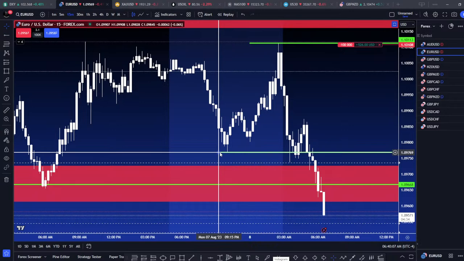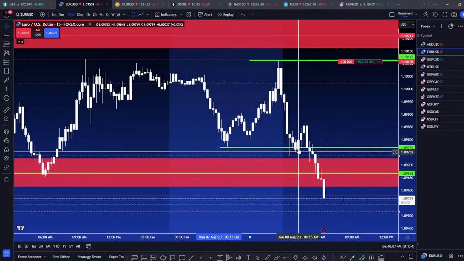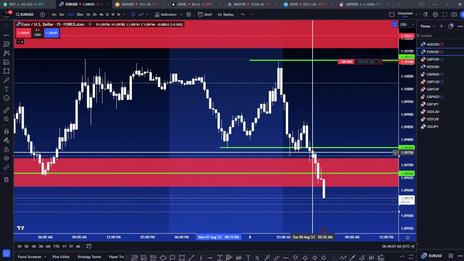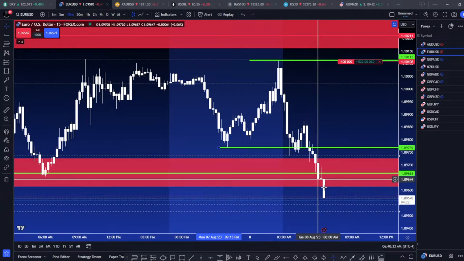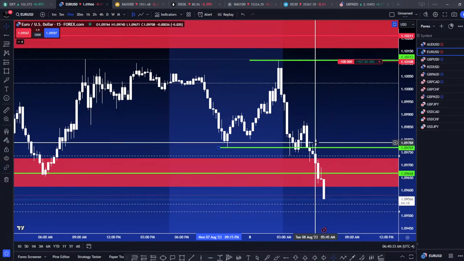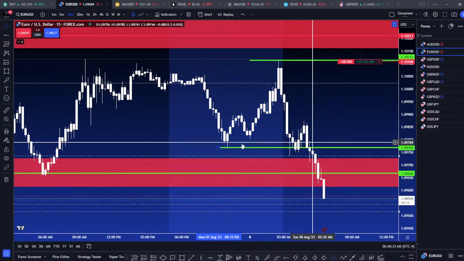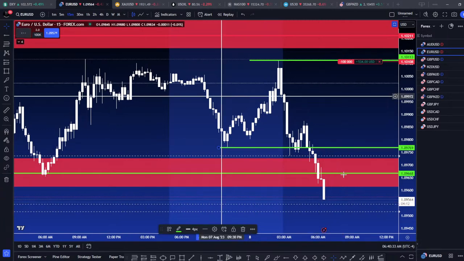Here's our low, okay, and we broke the low, right over here about 5 a.m., and then we broke the previous day's low as well. So guys, we're selling the Euro USD right now, and we're going to put our stop loss right above the previous low that was made. So guys, sell Euro USD right now.